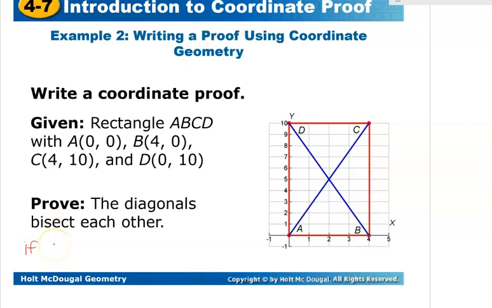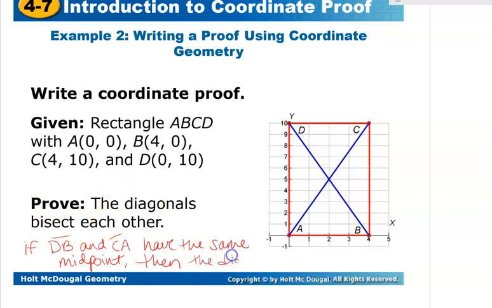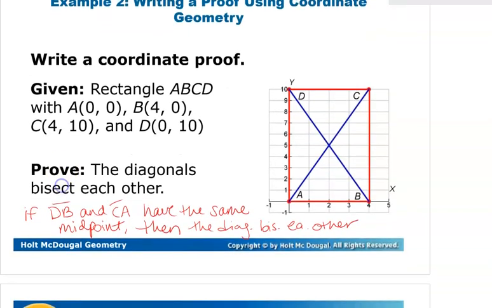So if DB and CA, because those are my diagonals, have the same midpoint, that's my plan. That's saying this is the work I'm going to be doing. Then, what? The diagonals bisect each other. I'm going to write shorthand there. Okay, so this is my if-then statement. This is my starter. Then we graph it, which we already have graphed. Awesome. And if you want to graph it first and then write your if-then statement, that can help sometimes too.